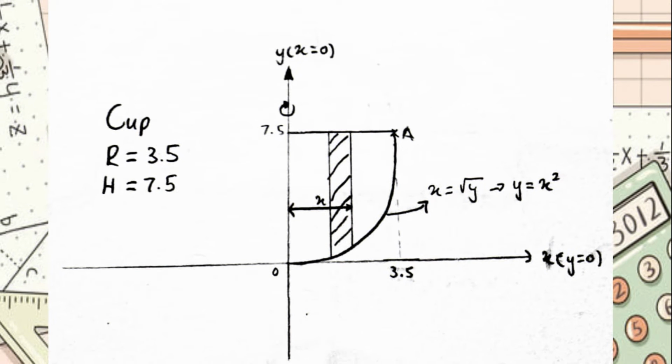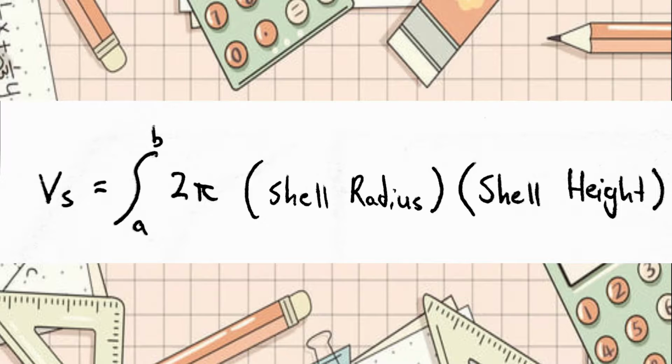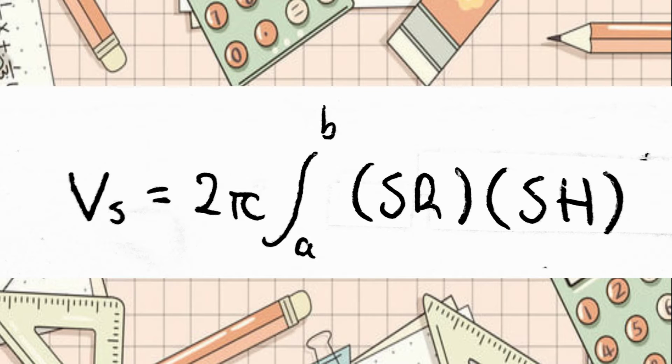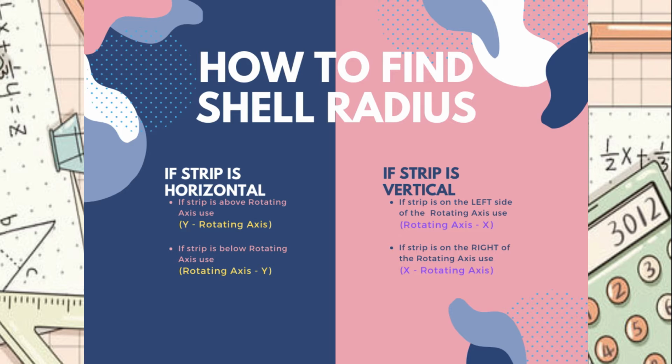So let's look at our graph. As you can see, I have already drawn the graph based on the information that our friend gave us. And this will be the shell formula that we will use to solve this problem. So we move the 2 pi to the front because it is a constant. So now how do we find the shell radius?